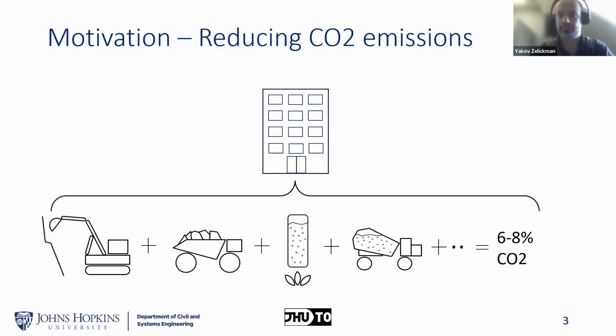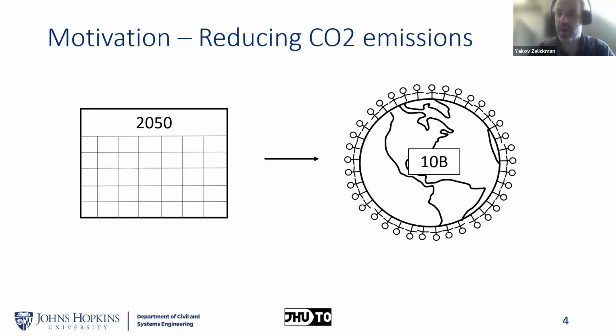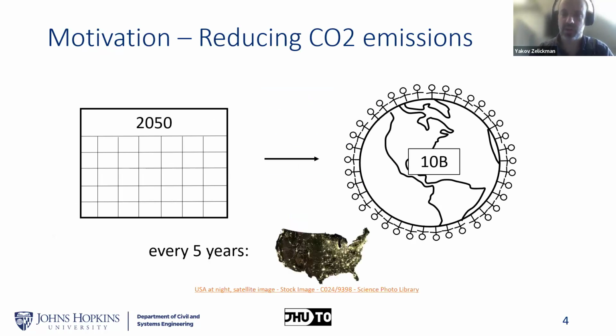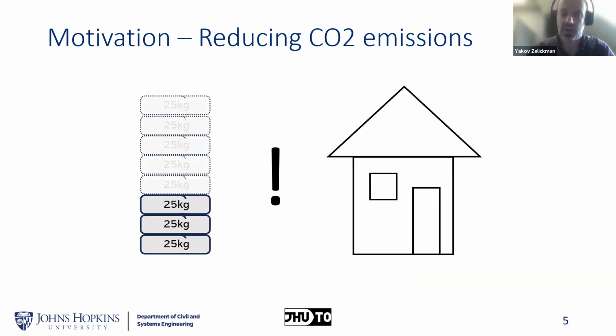So buildings are responsible for about 6 to 8% of the global CO2 emissions. And when we combine that with the fact that by 2050, the population of Earth will reach 10 billion people, and just to put it in perspective, it's about another United States every 5 years, all this together tells me that we need to reduce the amount of concrete, or the amount of structural materials, we use in our structures.